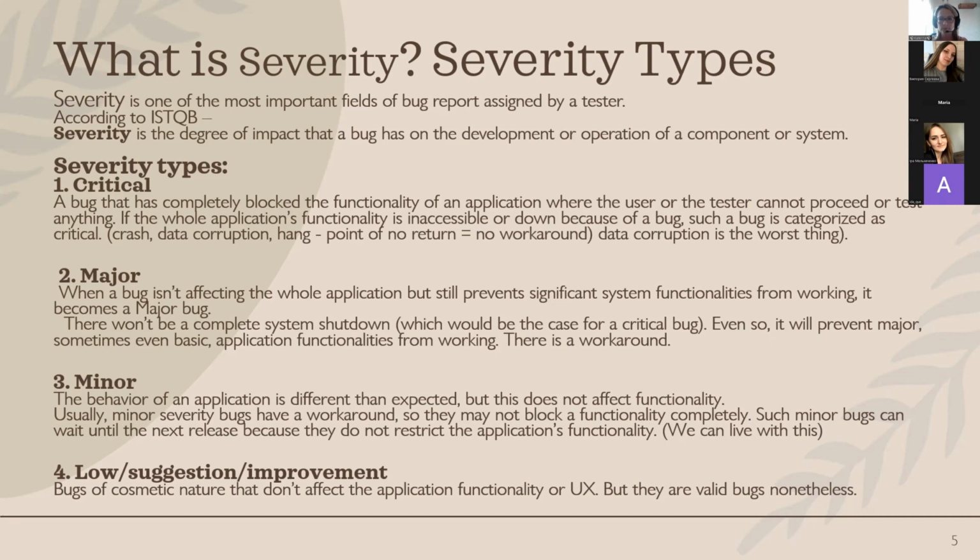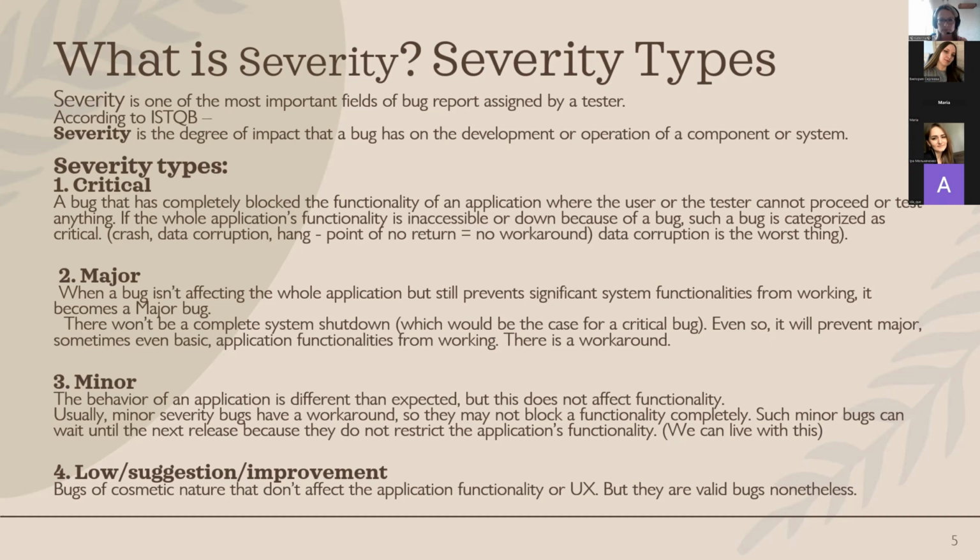Minor type. The behavior of an application is different than expected, but this does not affect the functionality. Usually, minor severity bugs have a workaround, so they may not block the functionality completely. Such minor bugs can wait until the next release because they do not restrict the application functionality. So we can live with this. For instance, the download link in the help section of an application needs to be fixed.